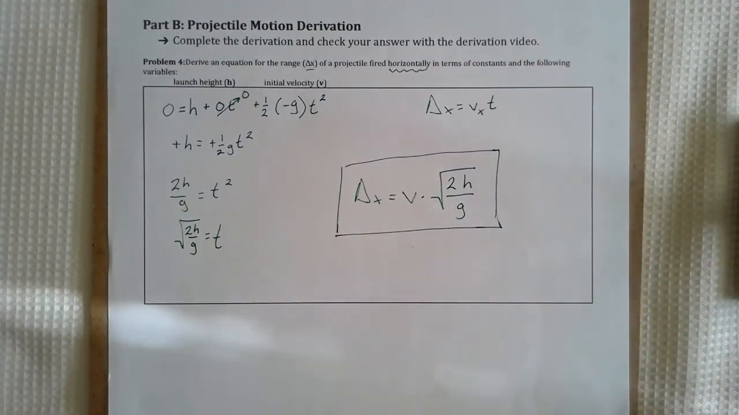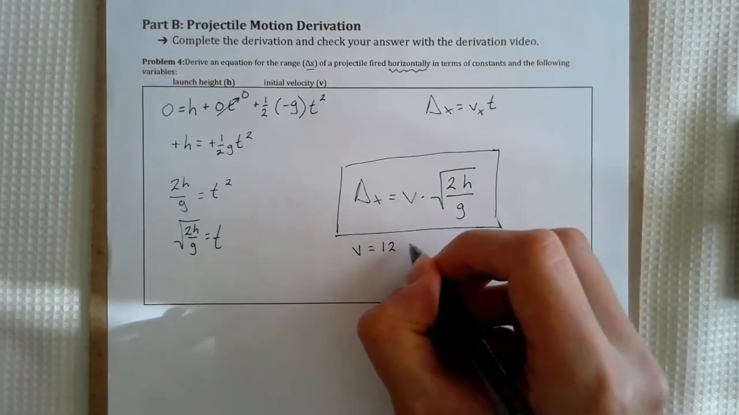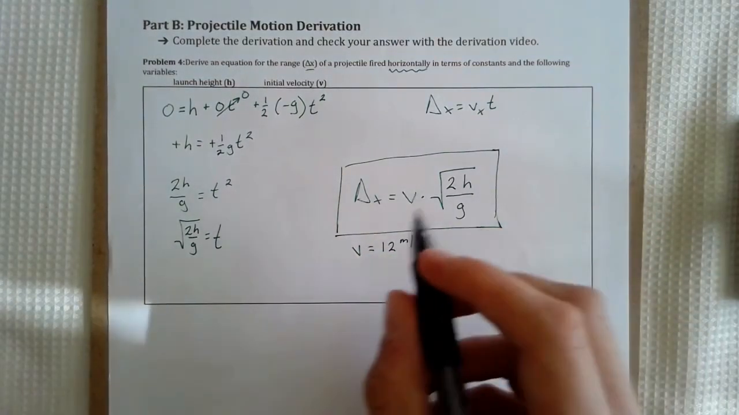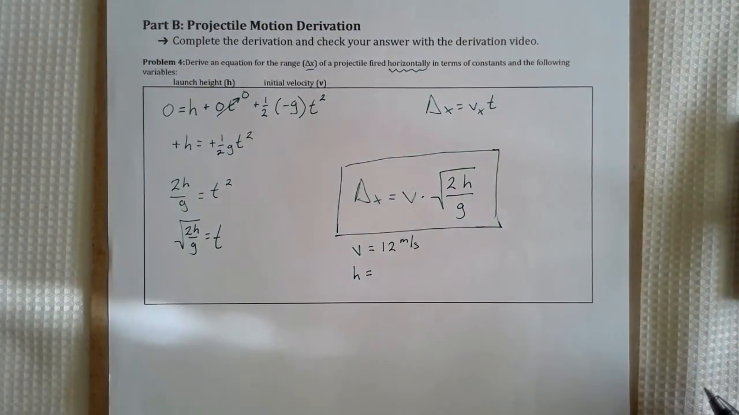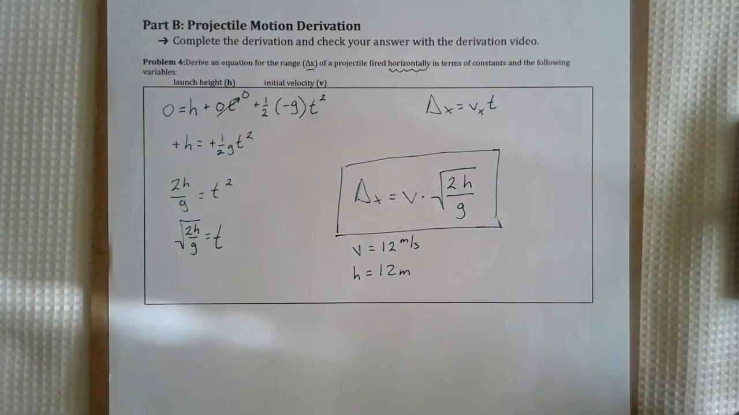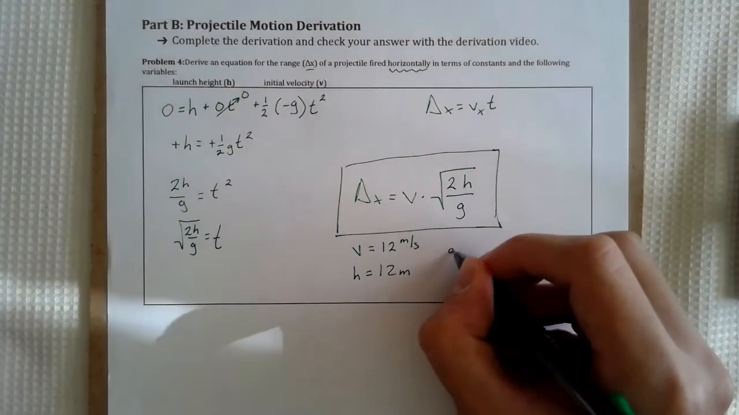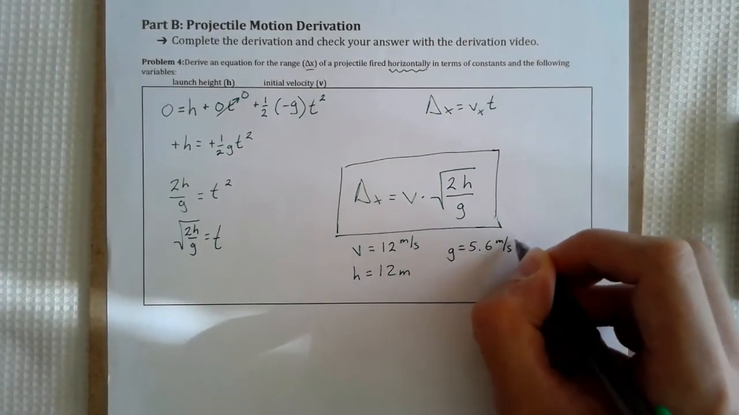And why don't we just see if this thing actually works? So let's pick some random numbers here and head over to the simulation and see if it'll work. Let's use an initial velocity of 12 meters per second. Let's have a launch height of 12 meters. And I think the simulation actually lets us change the value of g. So let's do a low gravity situation. Maybe it's only 5.6 meters per second squared.